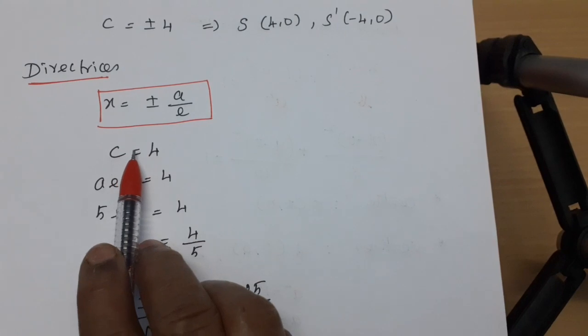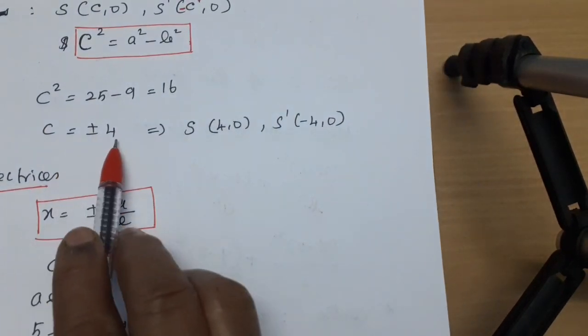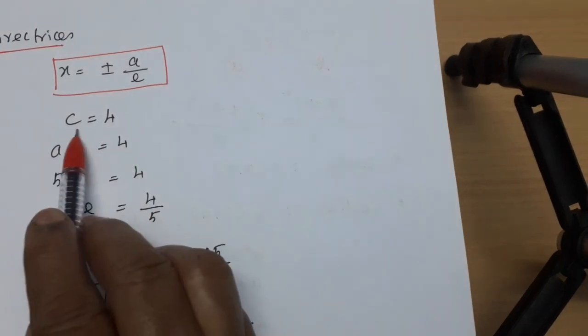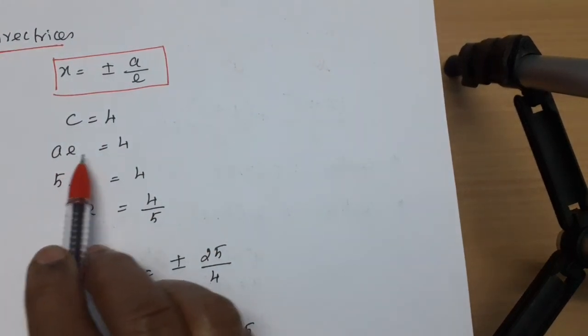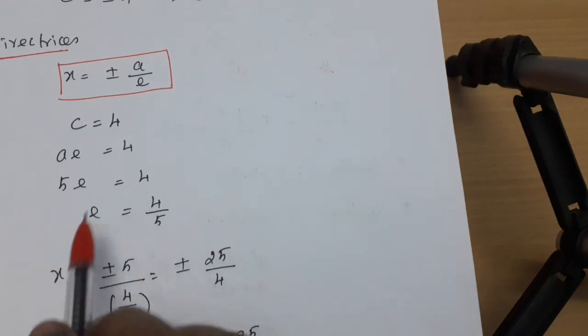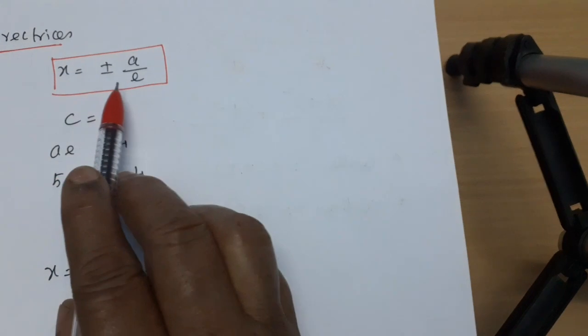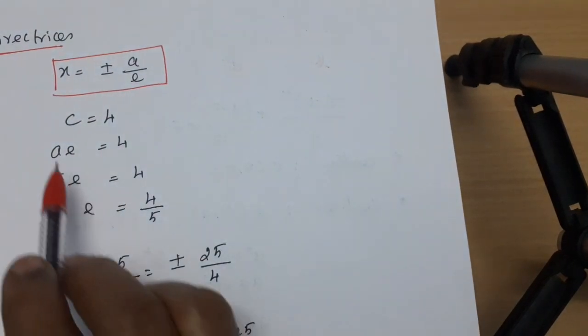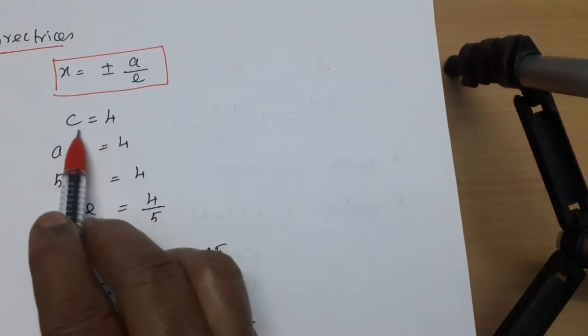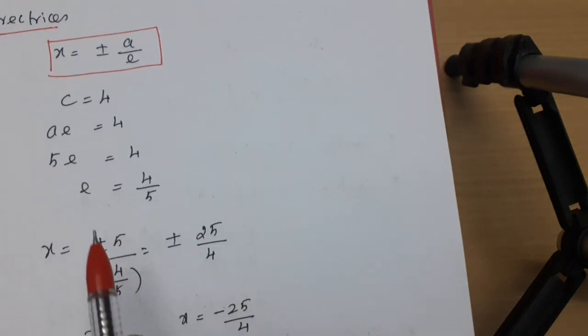We know the values of c as well as a. c equals 4, and c is nothing but ae, so ae equals 4. The a value is 5, so 5 into e equals 4, and e equals 4 by 5. That is the eccentricity. The directrix formula is plus or minus a by e. Remember this one: c is rewritten as ae, 5 into e equals 4, so e equals 4 by 5.